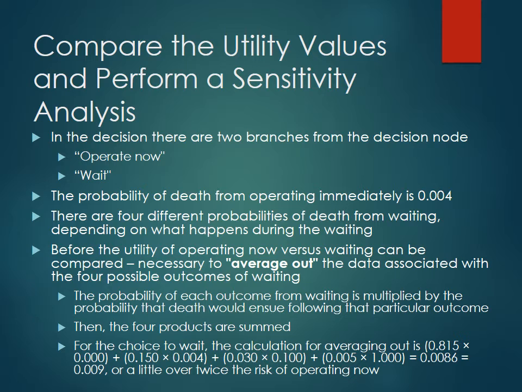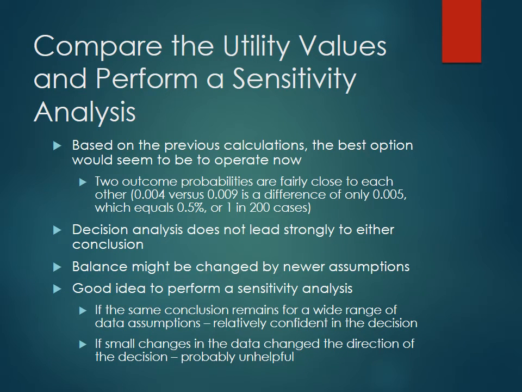Okay, so now we can start to compare the utility of one versus the other, of waiting versus going to surgery. Based on previous calculations, the best option would seem to be to go ahead and operate now, because we looked at the two outcome probabilities and they're fairly close. So looking at 0.004 versus 0.009, the difference is only about 0.5%, right? Which would be 1 in 200 cases where that might actually make a difference. So again, just based on this, the decision analysis does not strongly lead to one versus the other. Again, they're still pretty similar.